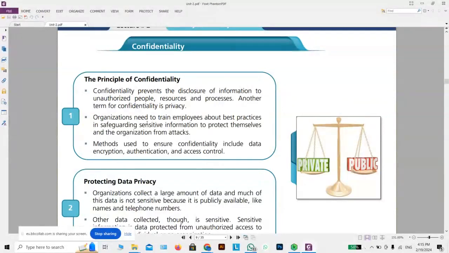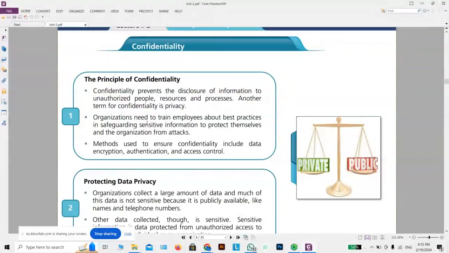Okay, let me give you another example. Whenever you send an email, for example, you are directing the contents of your email to a specific person or a group of people. Okay, the protection in place keeps your email private.